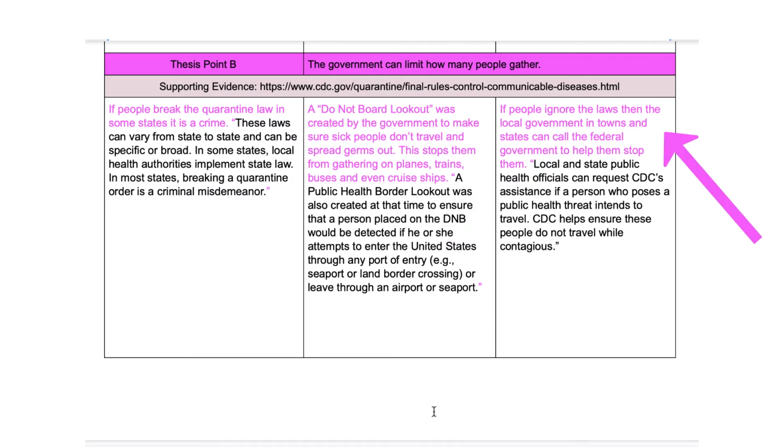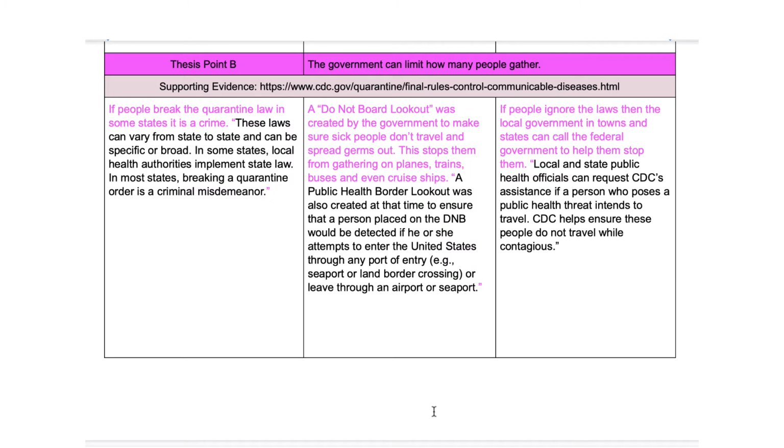And if you look at the third box, it says if people ignore the laws, then the local government in towns and states can call the federal government to help them stop them. And the proof of that says local and state public health officials can request the CDC's assistance if a person who poses a public health threat intends to travel. CDC helps ensure these people do not travel while contagious.